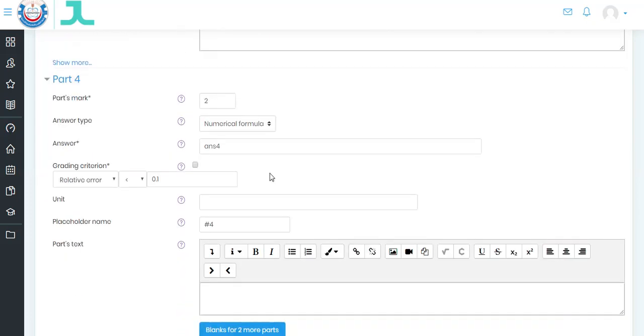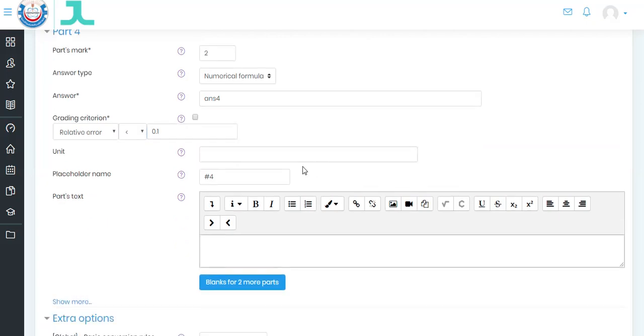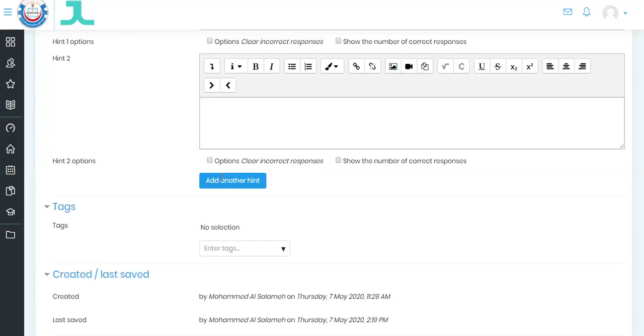Part 4 here. I have chosen numerical formula. I can choose number, but I want a numeric because in case the student does not have a calculator, he can put the numbers with multiplication sign, division sign, exponent, and the system will calculate the answer for him. Now answer 4 here, and relative error is 0.1. You can choose other values, and the placeholder is number 4. We have finished the exam.